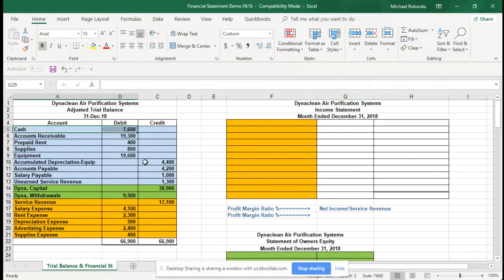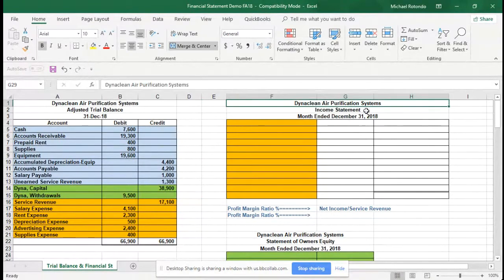So we see here the adjusted trial balance for DynaClean air purification systems. This adjusted trial balance has all the numbers updated from transactions through the original trial balance, through adjustments, through all the postings until now. So these numbers we can go on. Okay? We can use these numbers to do our financial statements as we expect them to be as accurate as possible. Now, the first statement we want to create is the income statement.